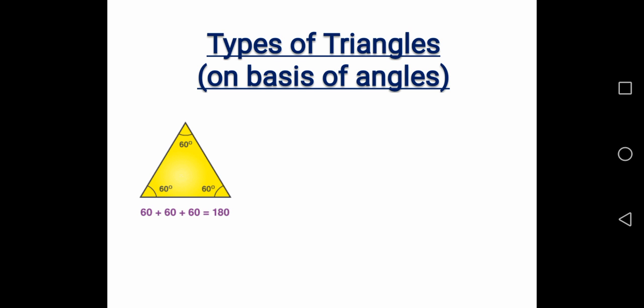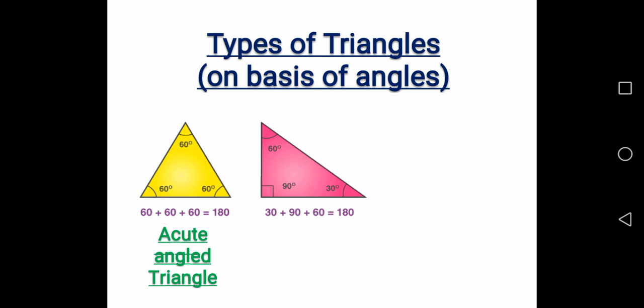60, 60, 60, it comes to 180 degrees. This is what? Equilateral triangle or acute angle triangle. Okay. Here सारे के सारे एंगल्स 90 डिग्रीज के नीचे हैं, इसीलिए ये एक्यूट एंगल ट्रायंगल है. And here you can see one of the angles is of 90 degrees. So in any of the triangles, if one of the angles is of 90 degrees, we can say it is a right angle triangle. Okay.